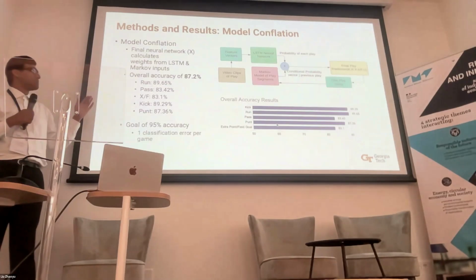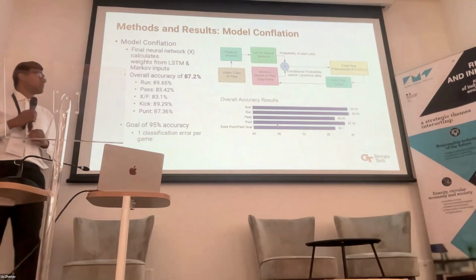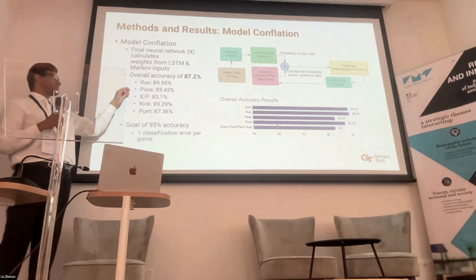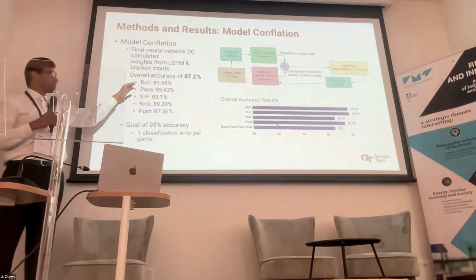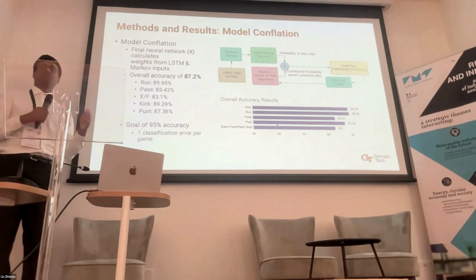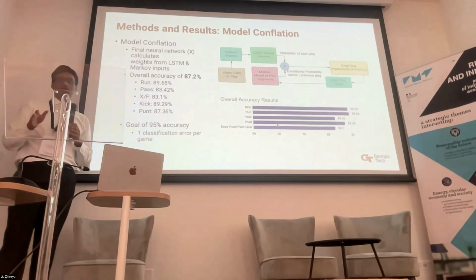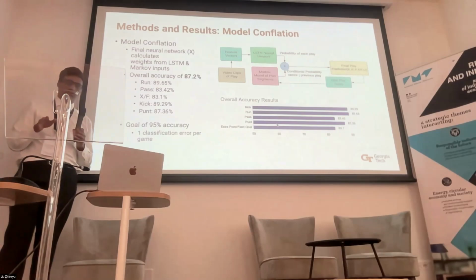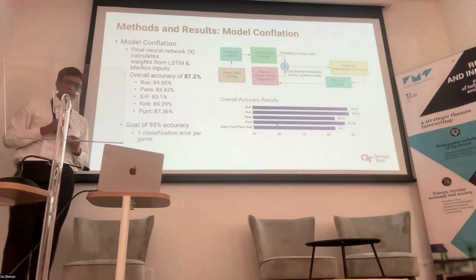By doing so, we managed to obtain an overall accuracy of 87.2%, of which the runs and kicks had the highest accuracy, especially the run. The reason why run had the highest accuracy is because runs dominated our data set by far. We had a lot more runs than most other plays, and that's why we obtained the highest accuracy in that category.